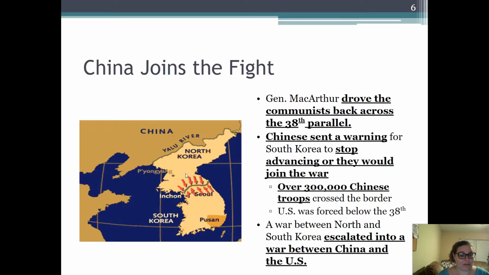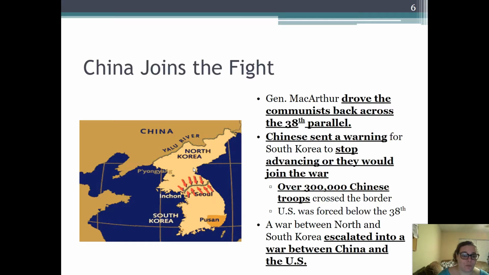Now, we told him stop at the 38th parallel. MacArthur doesn't do that. MacArthur doesn't believe in fighting to a draw, right? He's a general. You don't fight wars with the intention of a draw. You fight to win. So he keeps pushing the North Koreans closer and closer to China.